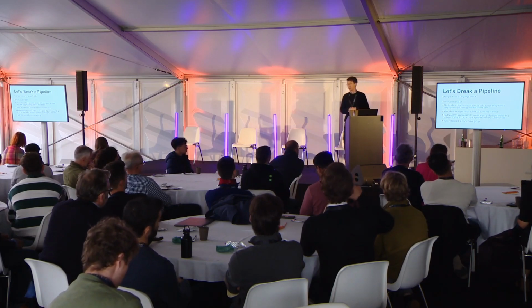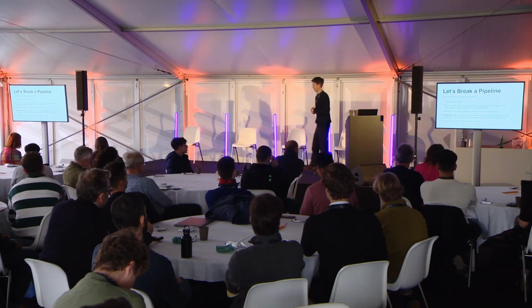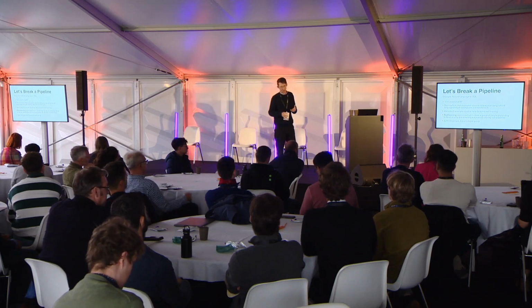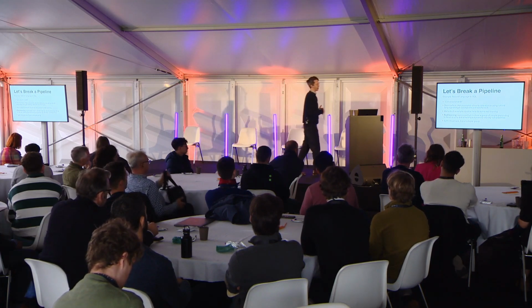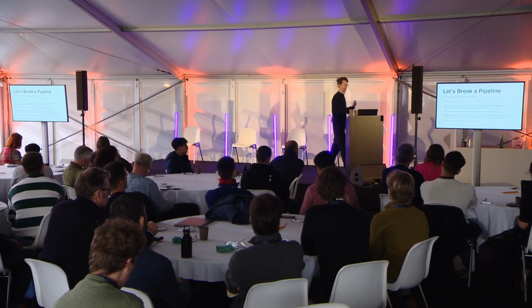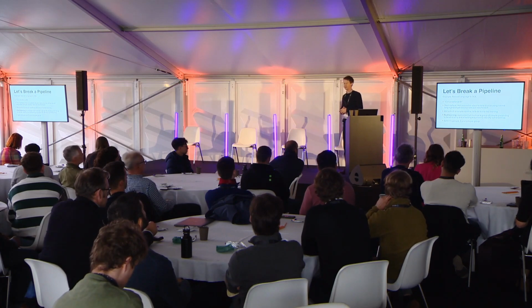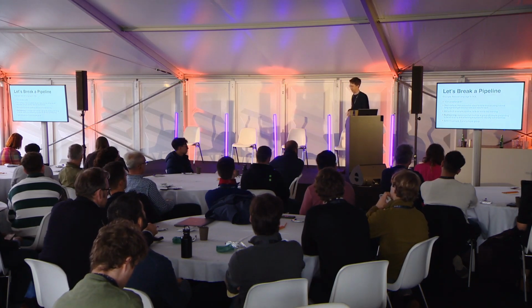And what we're going to do is try to do some red teaming for this pipeline. So we're going to try and break the pipeline. If you're not familiar, red teaming is a process where people actively try and attack a production system in order to identify vulnerabilities or weaknesses in the system design.